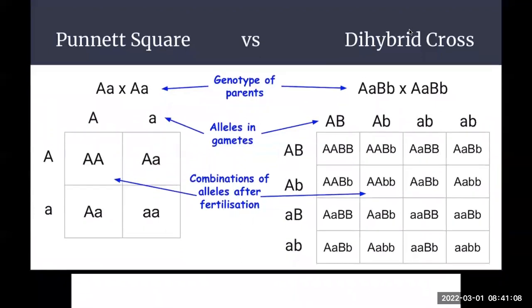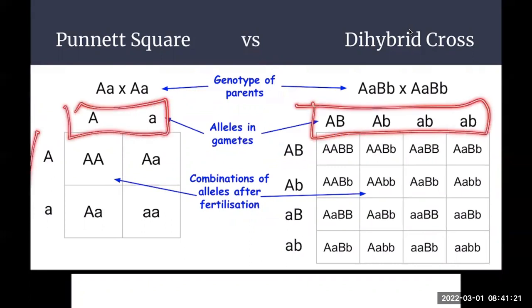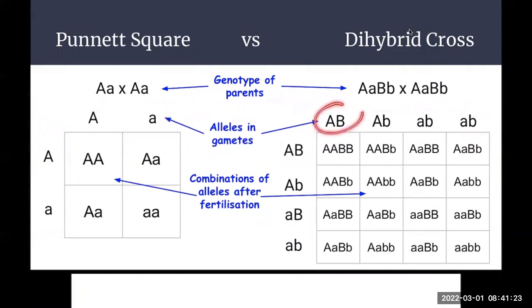When we look at a dihybrid cross, they work exactly the same way. You also have the genotype of the parents. You have the alleles that could be in the eggs and the sperms, represented here. And then when you fertilize the eggs and the sperms, what do you get? So same principle, same idea, same steps.